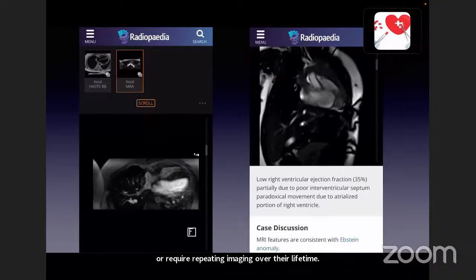In the left picture, we can see the heart on the right side of the patient. And the right picture showed the Ebstein anomaly.